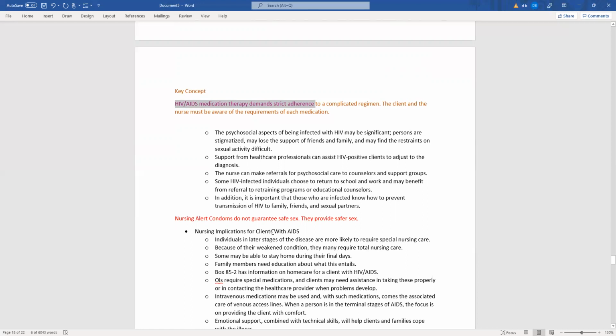Nursing complications for clients with AIDS. Individuals in later stages of the disease are more likely to require special nursing care because of their weakened condition. They may require total nursing care.